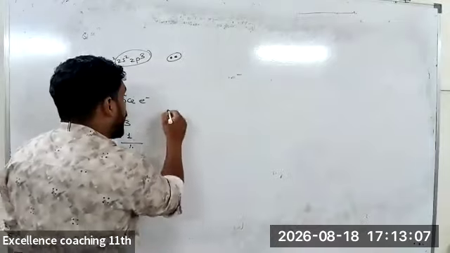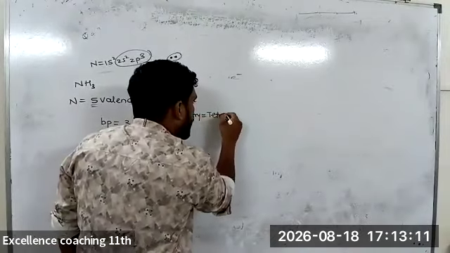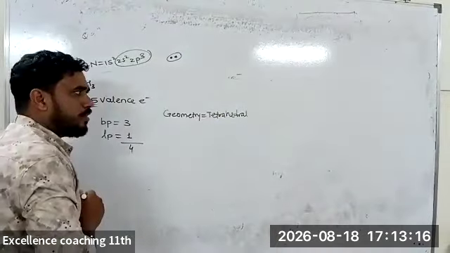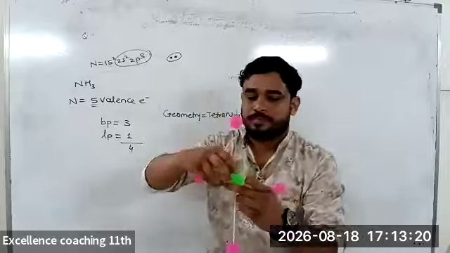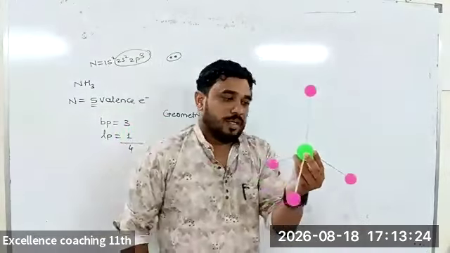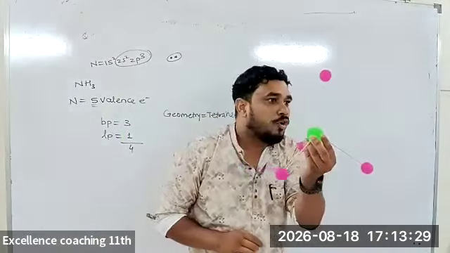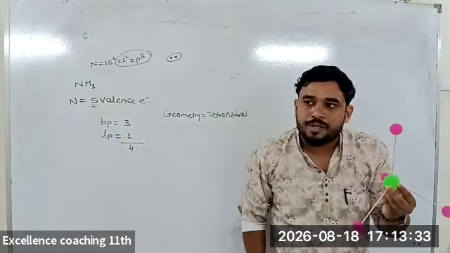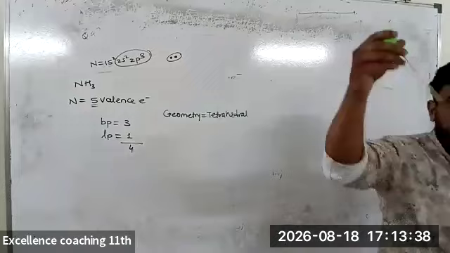So whenever the count is 4, what is my geometry? Tetra. So how does tetra geometry look like? Does it look like this? Yes or no? Now, these were all 4 bond pairs. Do we now have 4 bond pairs? How many bond pairs do we have? 3. And one is the lone pair. So this will be my lone pair.